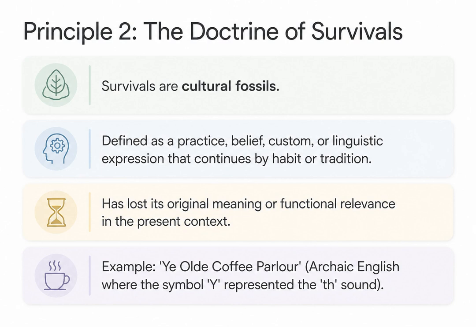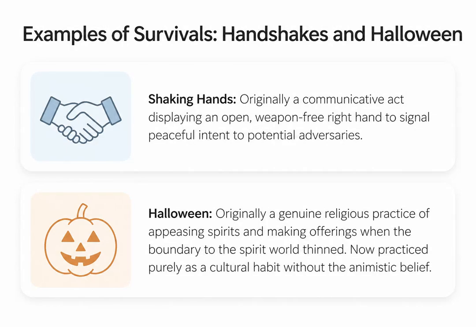Tylor noticed this when he saw shops in the US named Ye Old Coffee Parlor. In archaic English, the letter Y was used to represent the TH sound, so it was always meant to be pronounced the. The pronunciation evolved, but the spelling survived as a vestige of a dead linguistic system. Let's look at some fascinating everyday examples of survivals.